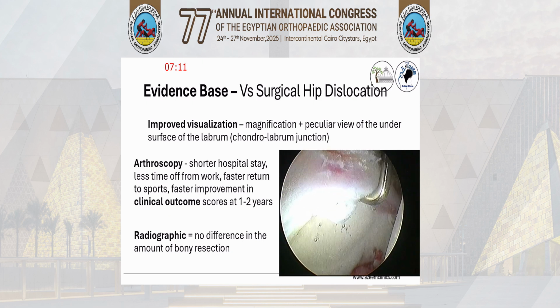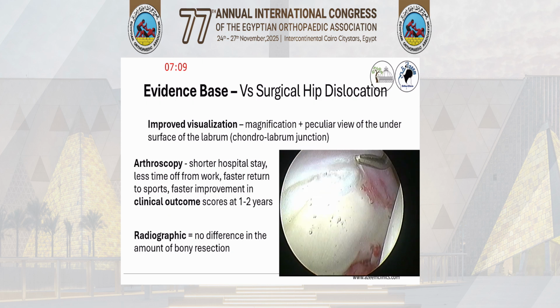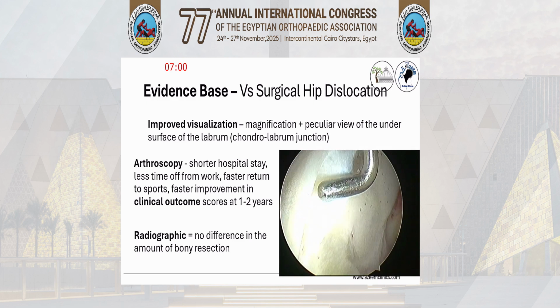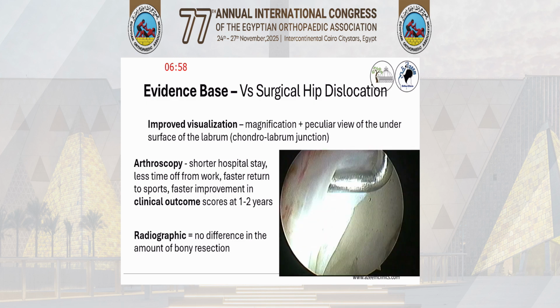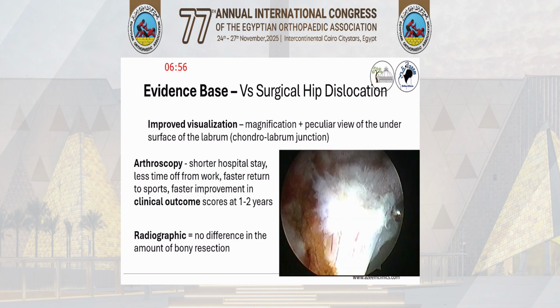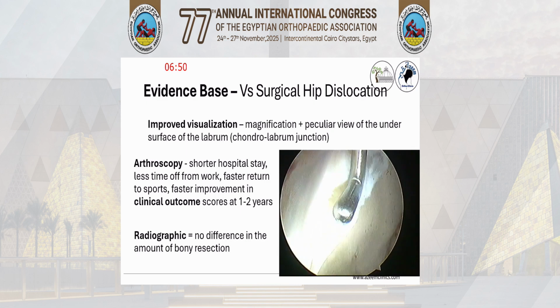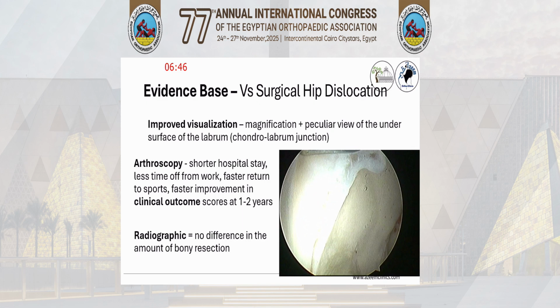For me, I do both, the surgical hip dislocation and the hip arthroscopy. However, there is definitely improved visualization in my hands with hip arthroscopy. So I can see minor tears at the periphery from the undersurface. While dislocating the hip or doing a Smith-Petersen approach, you look at the labrum from above, so you cannot see the minor tears. Together with the huge magnification the arthroscopy provides, it gives you a peculiar view of the chondrolabral junction.